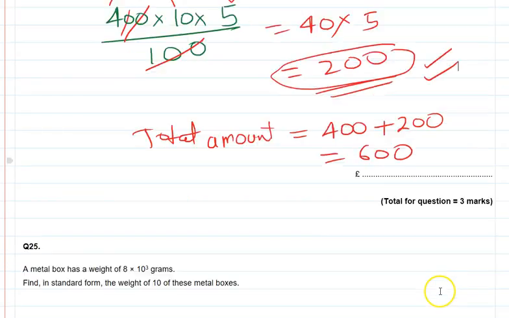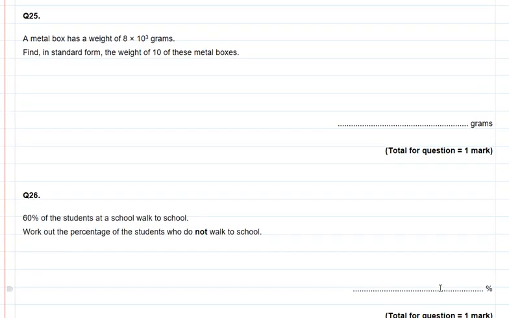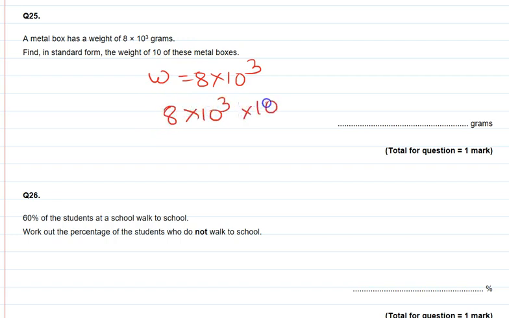Yeah. Now here a metal box has a weight of 8 into 10 to the power 3 grams. Find in standard form the weight of 10 of these metal boxes. So you just times by 10. So 8 into 10 to the power 3 and times by 10. So just the power will be increased. So it will be 8 into 10 to the power 4. Easy peasy. Yeah. Now question number 26.